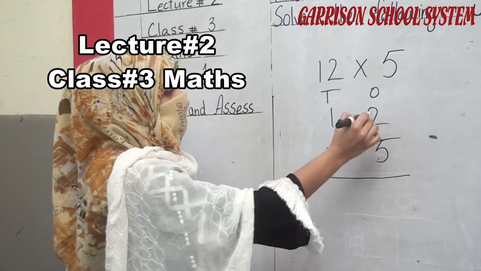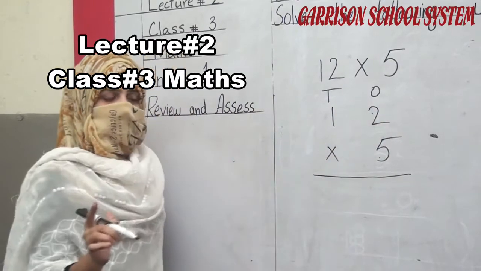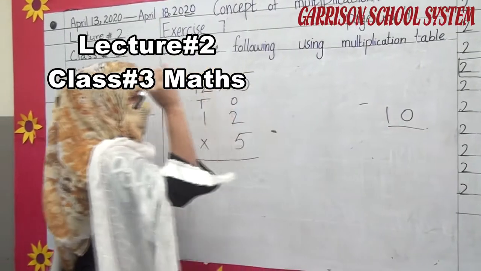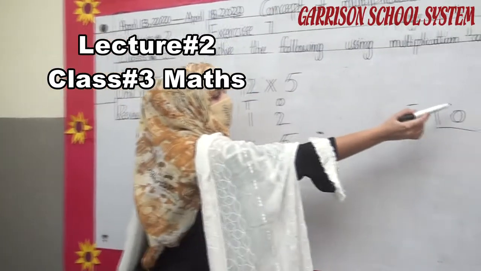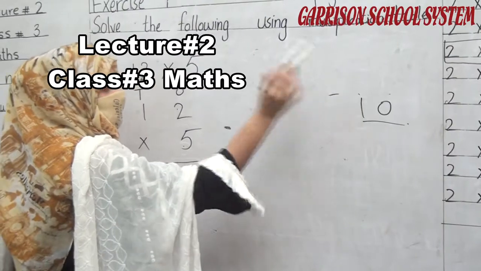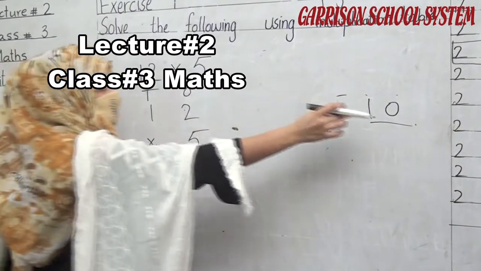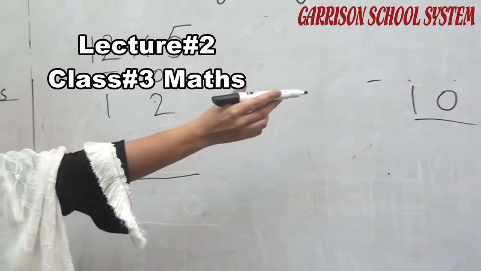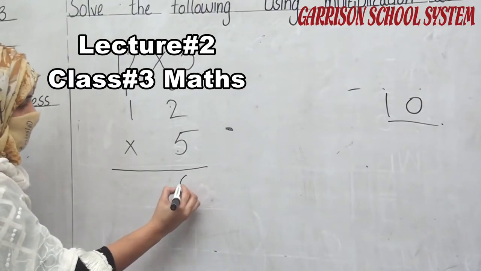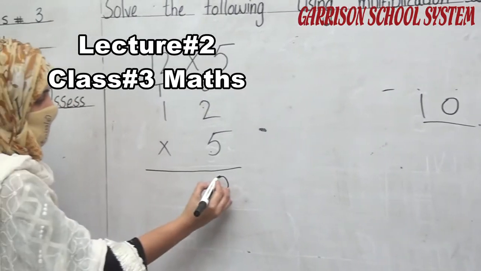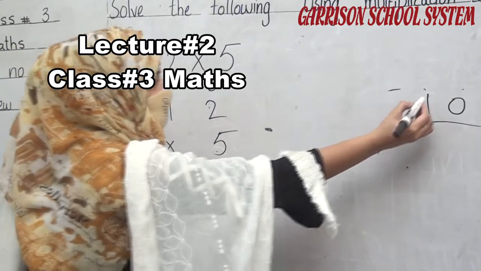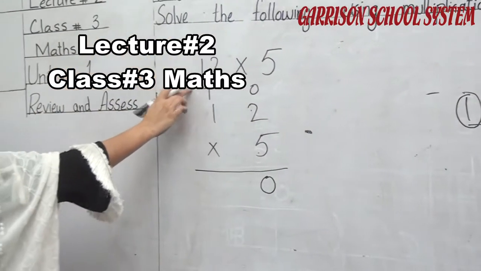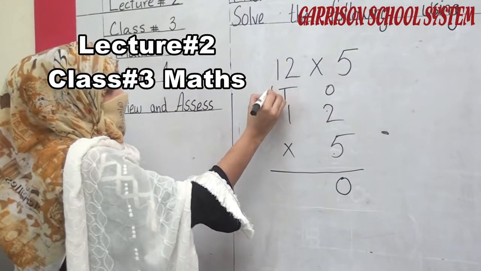So 5 2s are 10. Answer is 10. So as you know, this is our ones number and this is our tens number. So I write the ones number at the bottom of the ones. 0 is our ones number. We have to write it here. And this is our tens number. It will go over to the tens here.